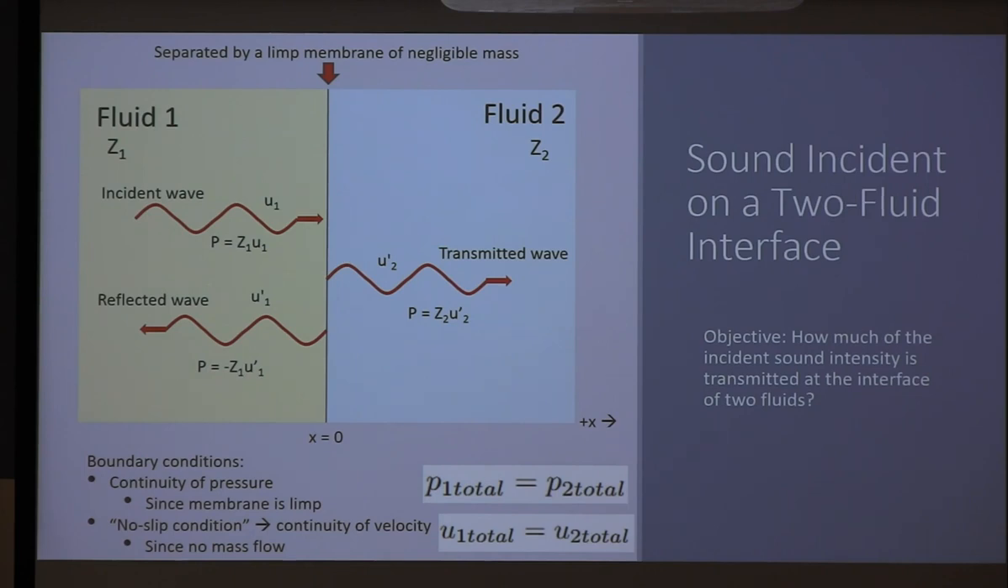The other boundary condition is this no slip condition. The easiest way to think about this is at the boundary of a fluid that's static, that's not moving. Any particle that is in contact with that surface is also not moving, and so they're moving at the same velocity. This also holds as long as there's no mass flow across the membrane, which this membrane is keeping the fluids apart, so there's no mass flow. And so the velocity on one side will equal the velocity on the other side.